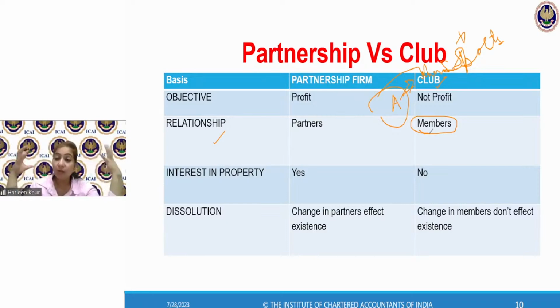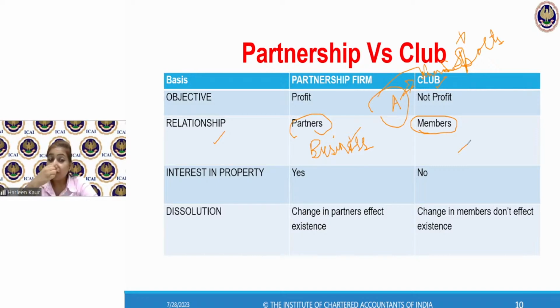However, in partnership, you have partners who are collectively doing the business. Here, business is involved. All right. But in a club, you are not a member in the business. You only go for the recreational fun. You only go for the fun activities and you come back home.